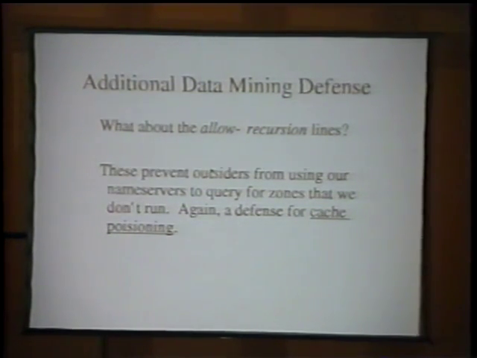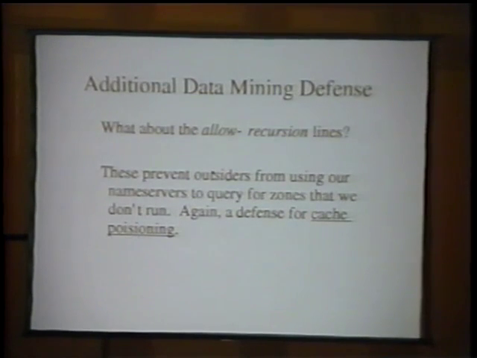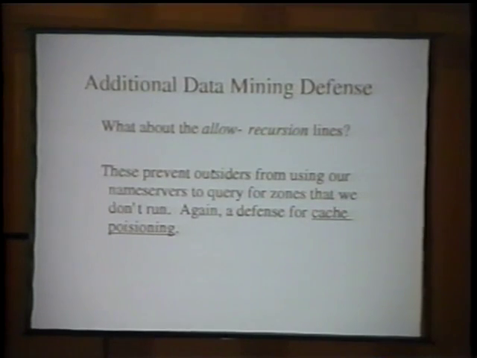Now, what about those allow recursion lines? The thing with allow recursion is there's queries and then there's recursive queries. The difference, if you remember that diagram we showed earlier, is that a normal, non-recursive query asks you for one piece of information. Hey, can you tell me who's responsible for this subdomain? Hey, can you tell me what the address is for www.bastillelinux.org? A recursive query says, hi, I'm a resolver and I'm trying to find Yahoo.